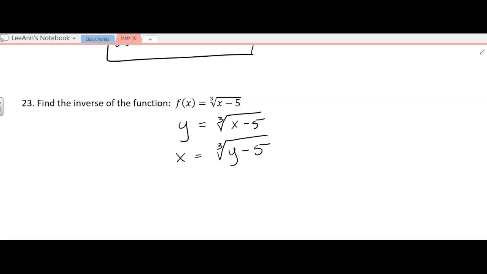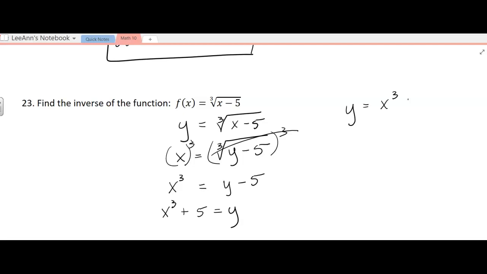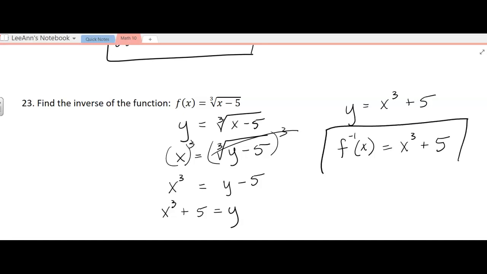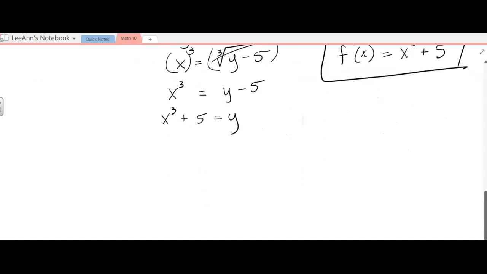How are you going to get rid of a cube root? Well, you're going to have to cube both sides. You're going to have to raise both sides to the third power. That gives you x cubed equals, and then over here, you're just going to have y minus 5 because the cube root and the cubing cancel each other out. Okay, now you're trying to solve for y, so you just have to add the 5 over. So I'm going to go over here and write y equals x cubed plus 5. And then I'm going to put in the inverse notation. That's the last step. Ah, it's a 5. Okay, there we go. That's how we find the inverse. I think that's it for this page.